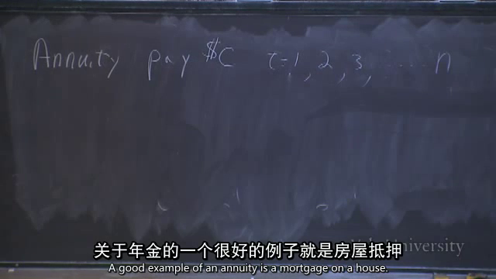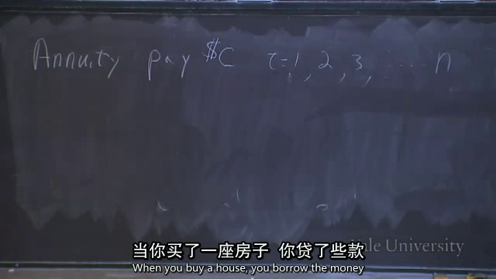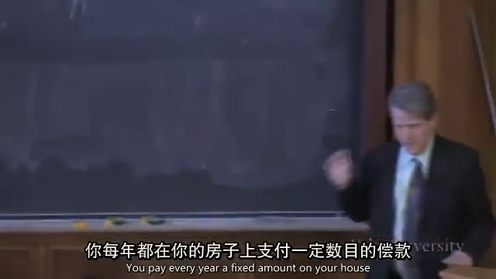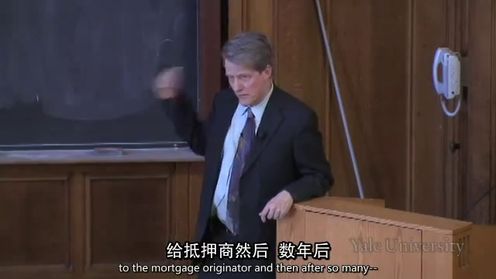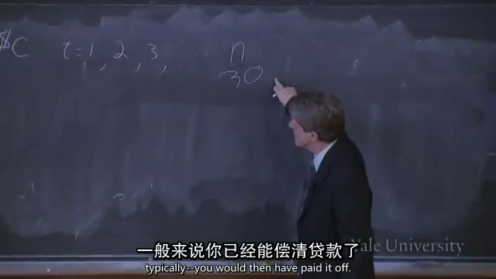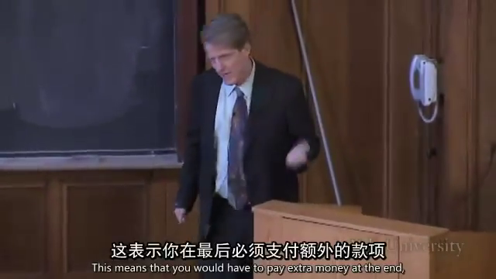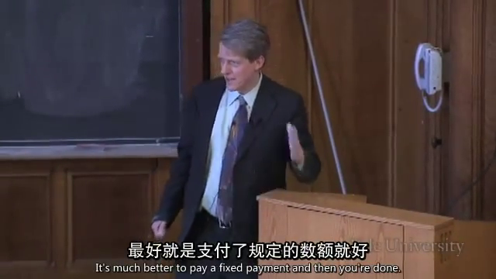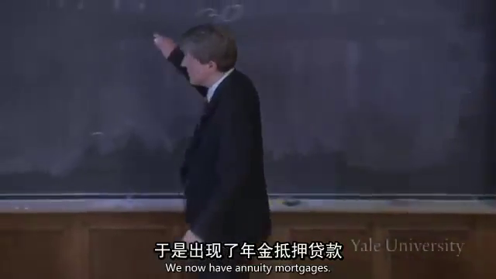A good example of an annuity is a mortgage on a house. When you buy a house, you borrow the money, and you pay it back in fixed payments, it would usually be monthly, but let's say annual payments. All right? You pay every year a fixed amount on your house to the mortgage originator. And then after so many years, n is 30 years typically, you would then have paid off. It used to be that mortgages had what's called a balloon payment at the end, which means that you'd have to pay extra money at the end. But they decided that people have trouble doing that. It's much better to pay a fixed payment and then you're done. Otherwise, if you ask them to pay more at the end, a lot of people won't have the money. So we now have annuity mortgages.